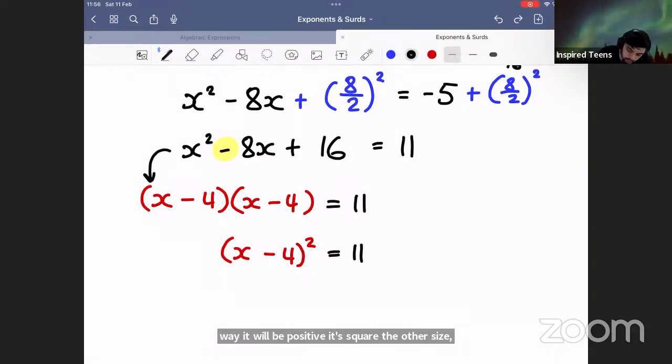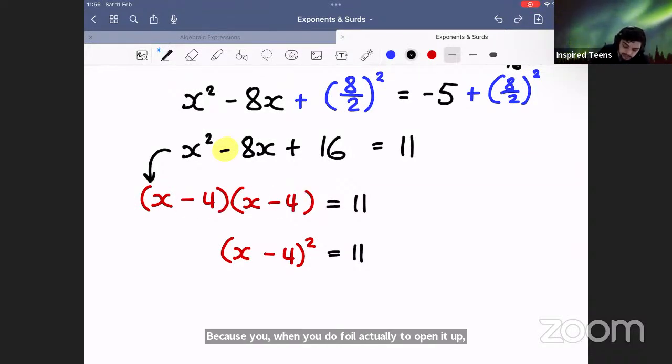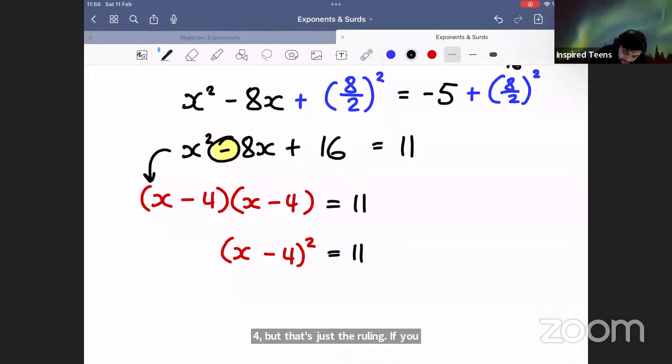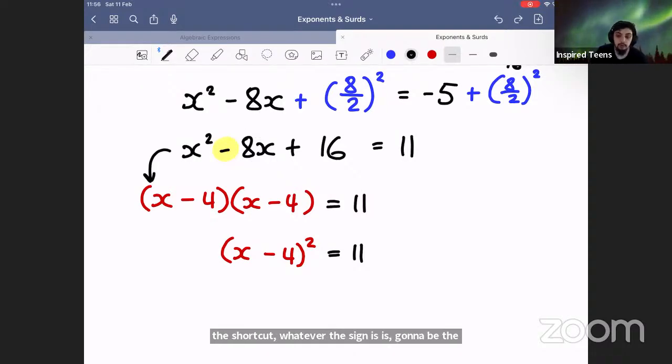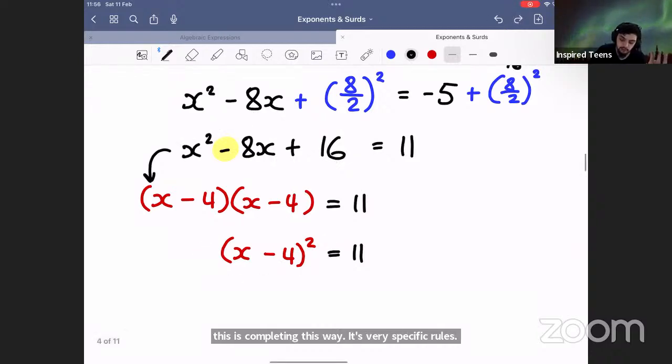Exactly. Because when you do FOIL to open it up, it's negative 4 times negative 4. But that's just the ruling. If you do want to take the shortcut, whatever the sign is going to be the sign in the bracket. Don't worry about this. I know it's weird because normally you always want to consider b, but this is completing the square. It's very specific rules. Okay, I think maybe factorizing it as a trinomial is better and then grouping it as an exponent, because I think a lot of you are used to trinomial factorization already.